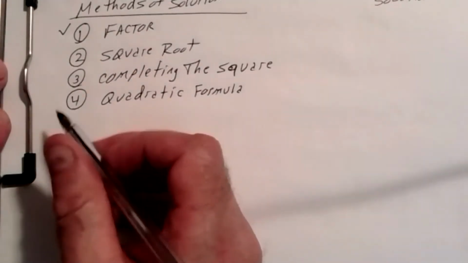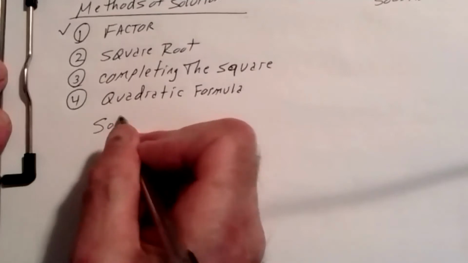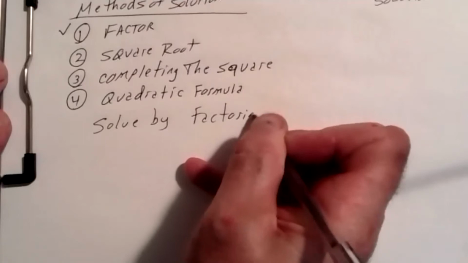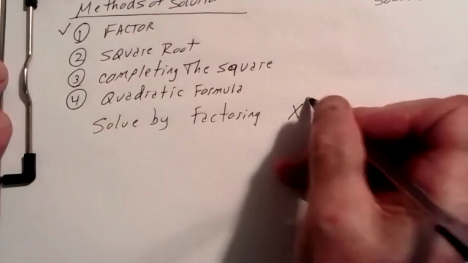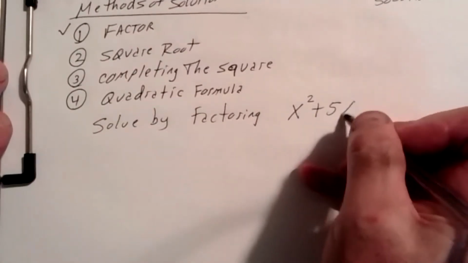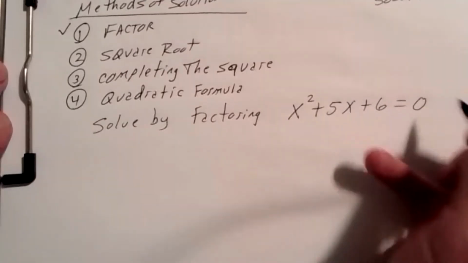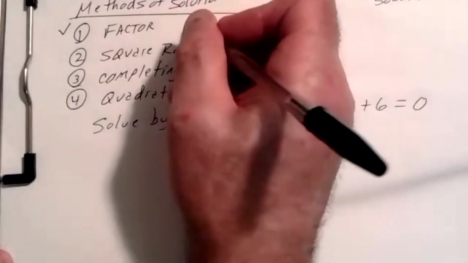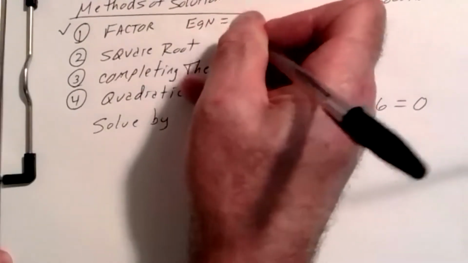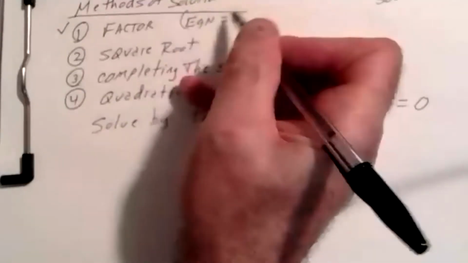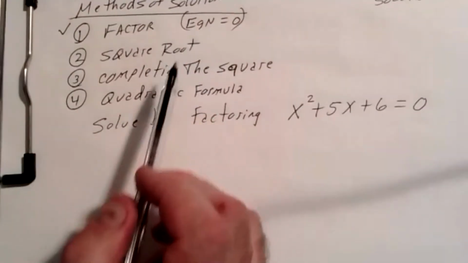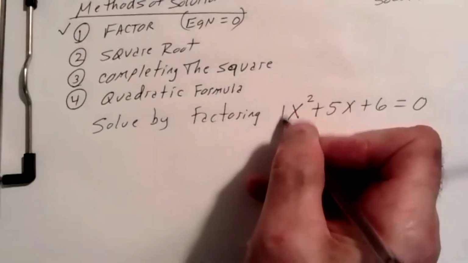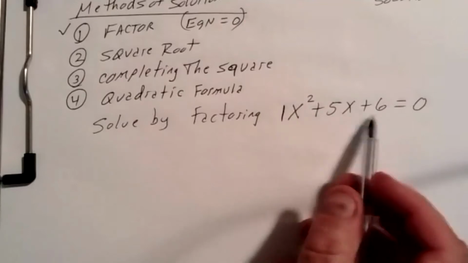So let's try this one out here. Solve by factoring. Here's our quadratic equation. X squared plus 5x plus 6 is equal to 0. In order to use this factoring method, ladies and gentlemen, our equation must always be zeroed out. So you got to get your equation set equal to 0 to utilize this factoring method. Notice my equation is already set equal to 0. We're good to go. And as the name suggests, we're going to try to factor completely the left side of this equation.